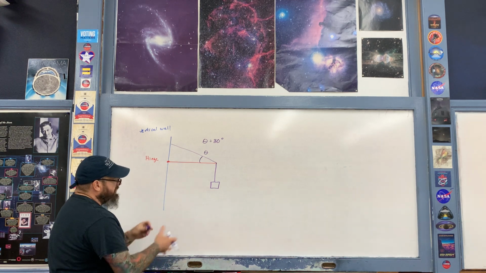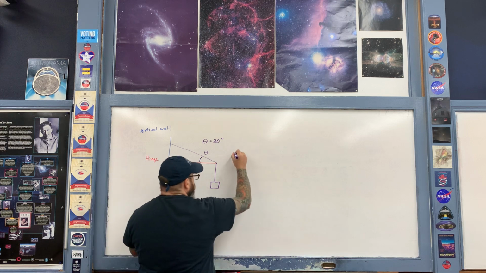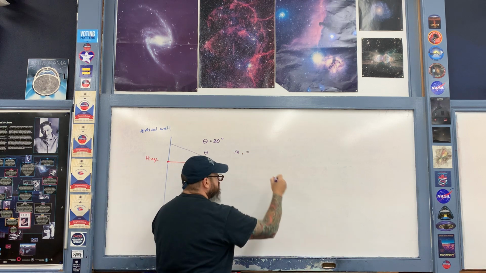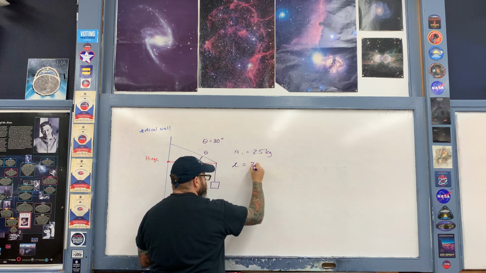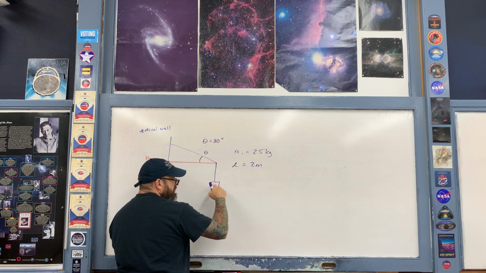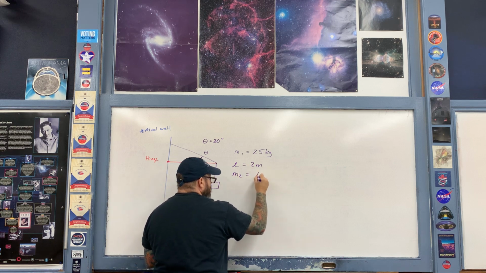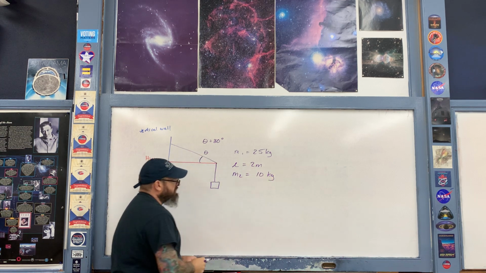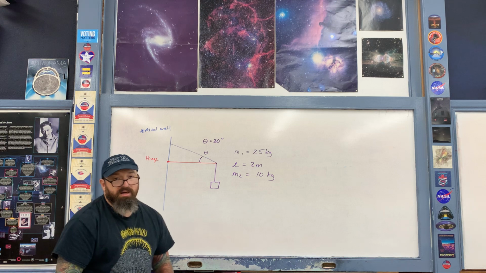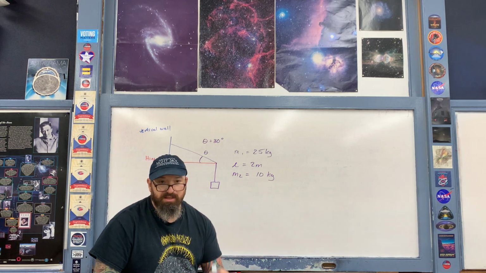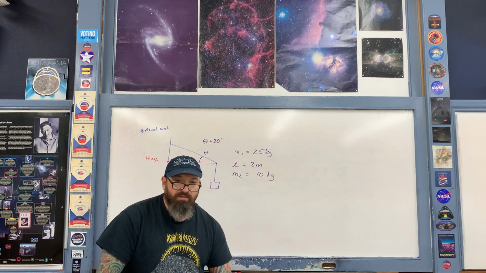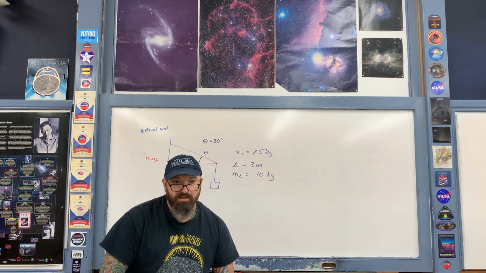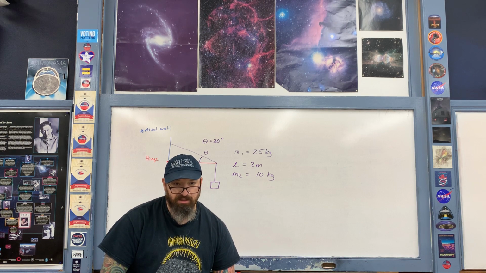Okay, let me go ahead and name some quantities here. Let's say that the beam itself is M1, that's given to us as 25 kilograms. Its length L is given to us as 2 meters. Right here is M2, that's the sign that's hanging off the side, given to us as 10 kilograms. And then we're asked to calculate the force that the hinge exerts upon the beam. In order to do so, we'll add up all the forces exerted upon the beam and set it equal to 0, and then we'll add up all the torques exerted upon the beam and set it equal to 0.